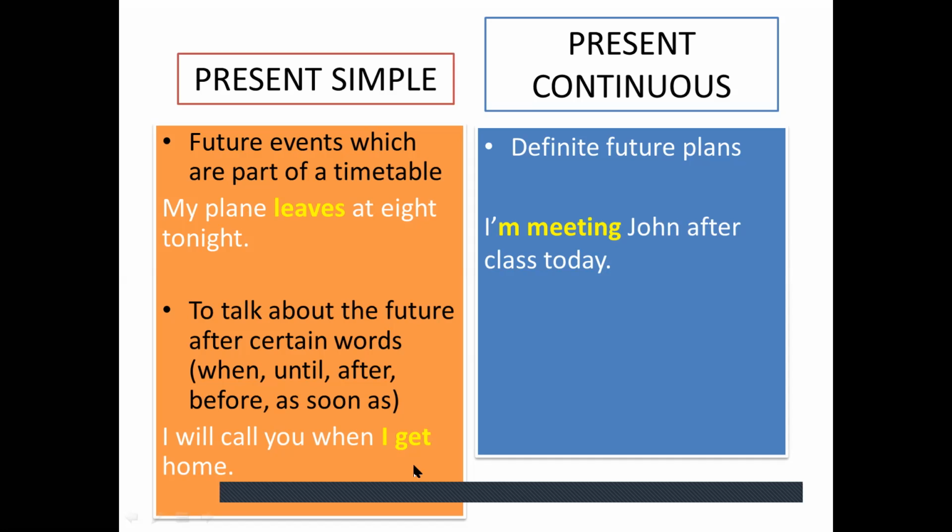And the present continuous tells about definite future plans, a future event that's already planned. For example, I'm meeting John after class today. Here, I'm meeting John. I already have plans to meet John after the class.